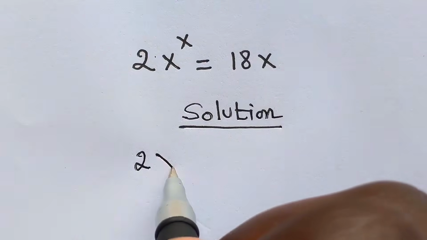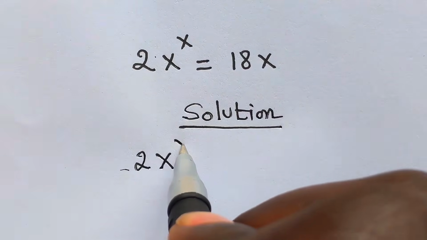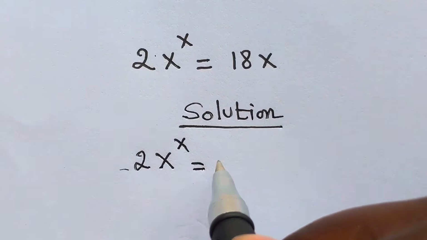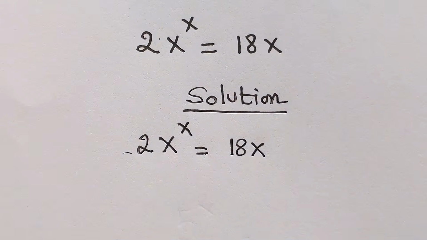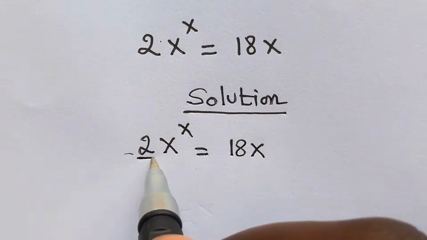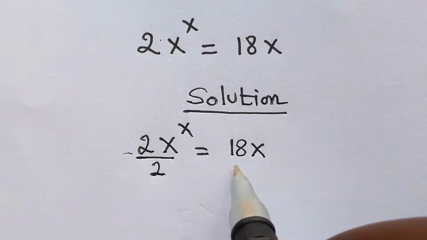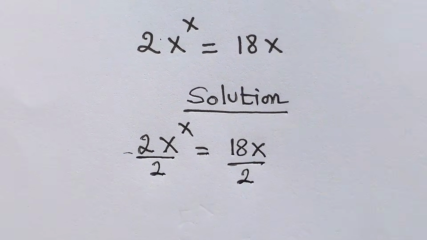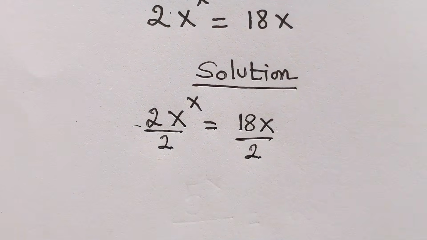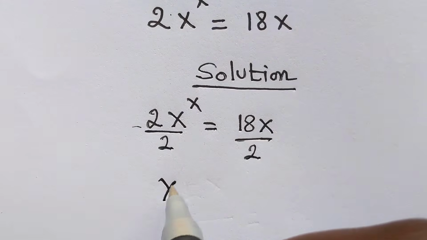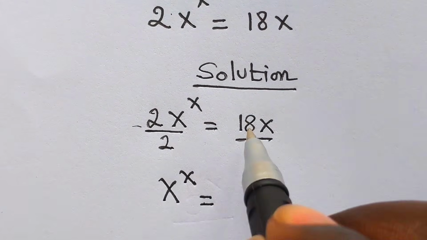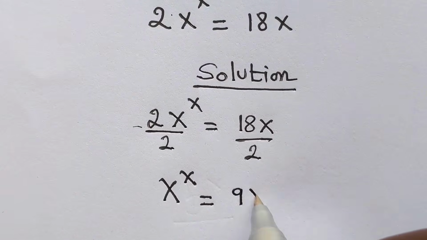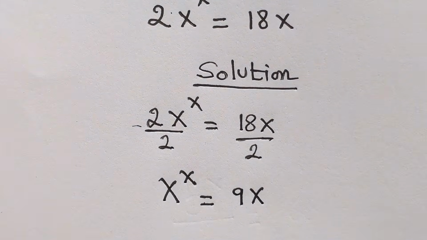We have 2x^x = 18x, so here we are going to remove the 2 that we have by dividing by 2 on both sides. So we should get x^x, which equals 18 divided by 2, we have 9x, right?